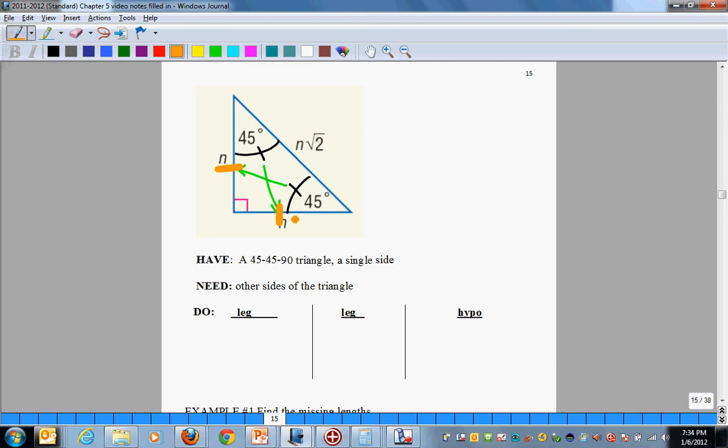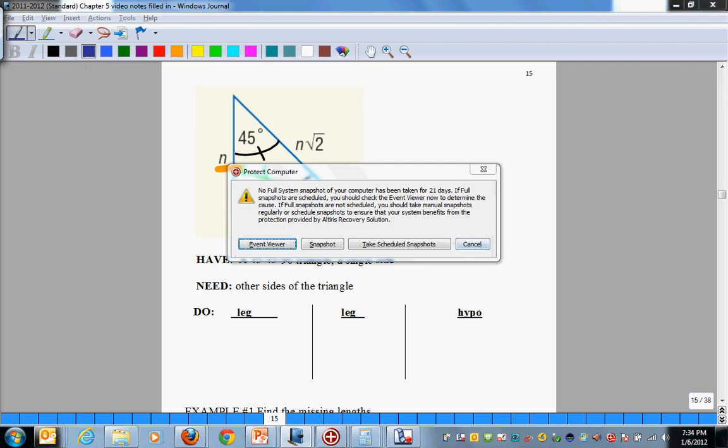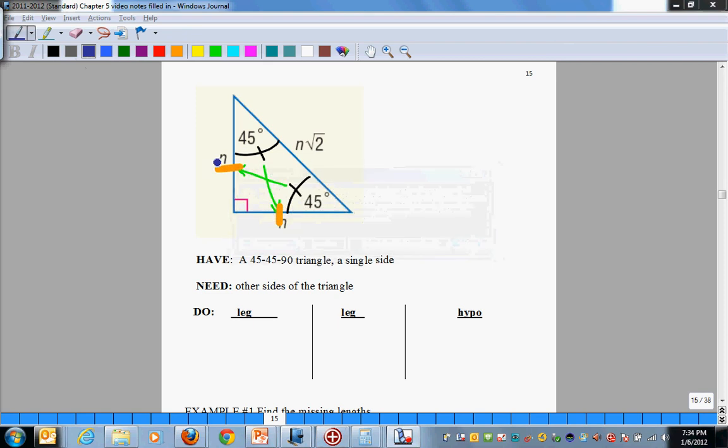The second pattern is this. Whatever the sides are, we'll call it n here. To get the hypo, you times by root 2. Not 2, root 2. That's for a 45, 45, 90 table.